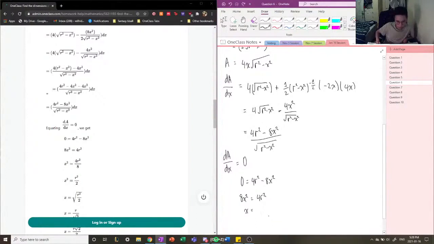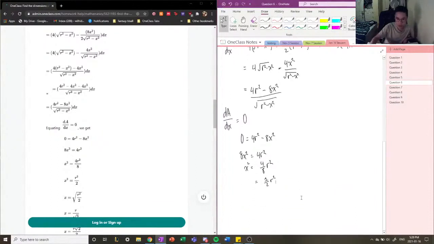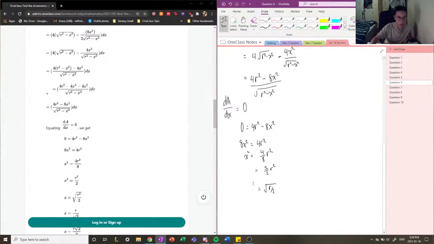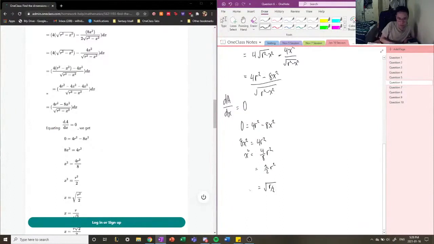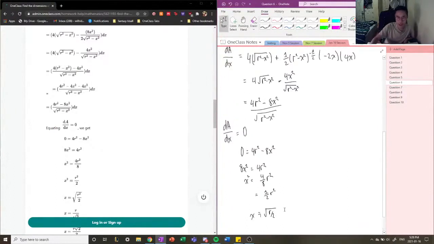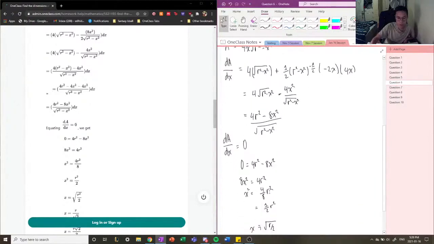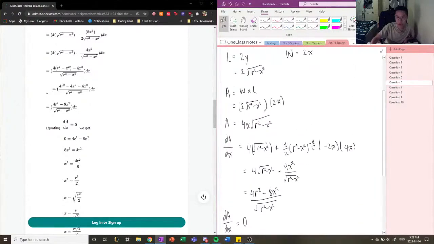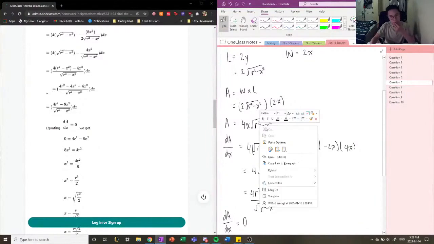Okay, maybe I should explain this further. We have x squared equals 4 divided by 8 r squared, which is half r squared. And then we take the root of both sides, and we have r divided by the root of 2. Okay, so this is the value of x which will basically maximize or minimize our function here.